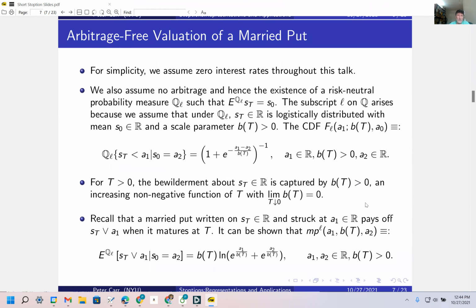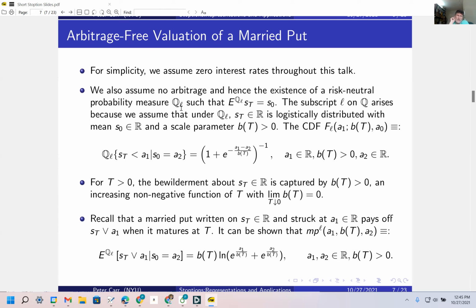Okay, so we're going to assume zero interest rates throughout this talk for simplicity. You can always bring in deterministic interest rates with no difficulty and work with forward prices. And we're going to assume no arbitrage. And that means, from the first fundamental theorem of asset pricing, the existence of a risk neutral probability measure. I'll call it Q as usual, but we're going to subscript it L. Why? Because we're going to be thinking about a particular risk neutral probability measure.